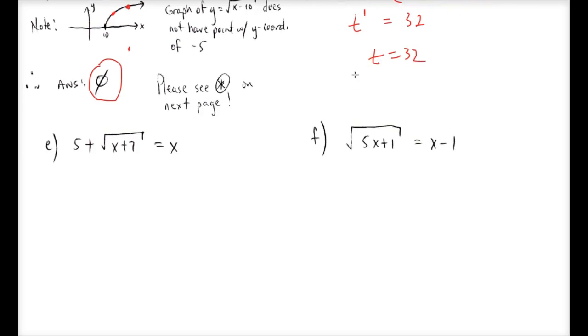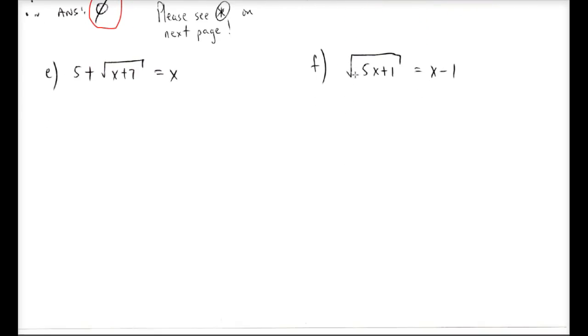Moving on to example E now, we have the situation where what we want to do is get this square root of x plus 7 by itself, everything else on the other side, and then since it's a square root, we want to raise both sides to the power of 2 to get rid of the square root sign and then try to solve for x, okay? So to do that, we will subtract 5 from both sides. And if we do that, of course, that goes to 0. We have square root of x plus 7 on the left and x minus 5 on the right.